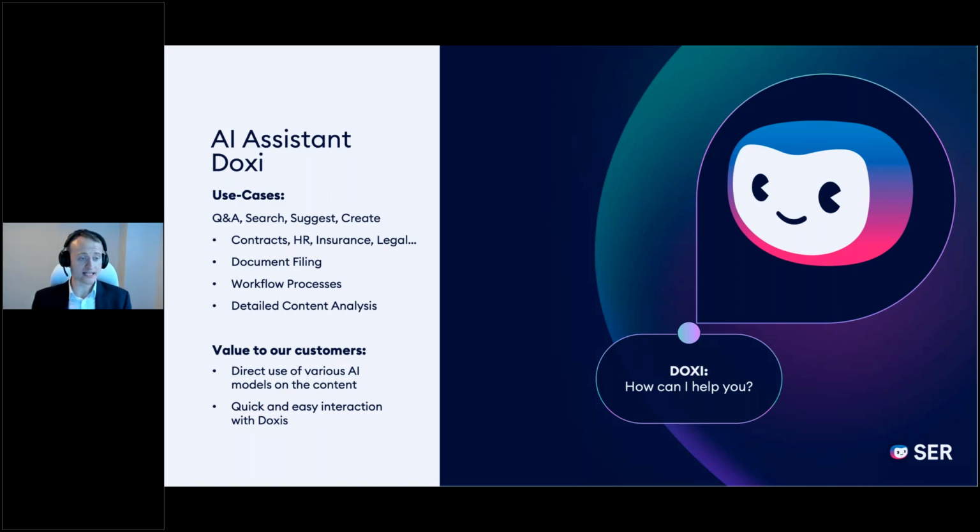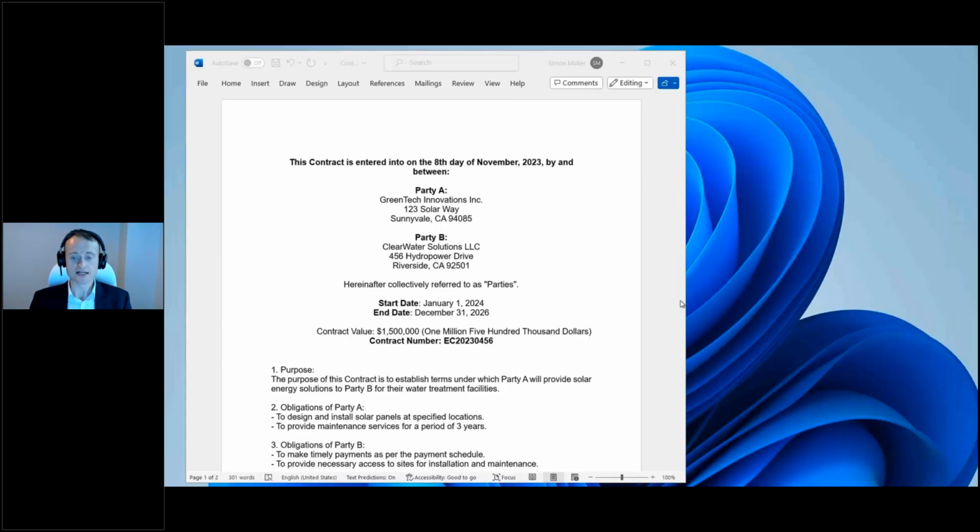So the use case here is really all about question and answering, searching, suggesting, creating, and works across any document class. We're going to see here where we can create workflow processes automatically using Doxy as well. And the big value here is direct use of various AI models on the content and quick and easy interaction with Docsys, really making this a live interaction with your documents. So let's click through now, and you can see on screen at the moment, we have a contract.